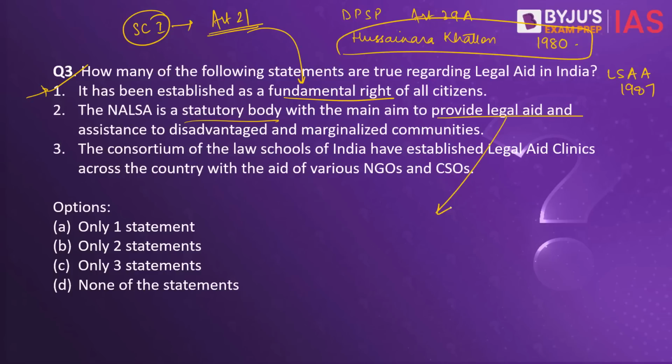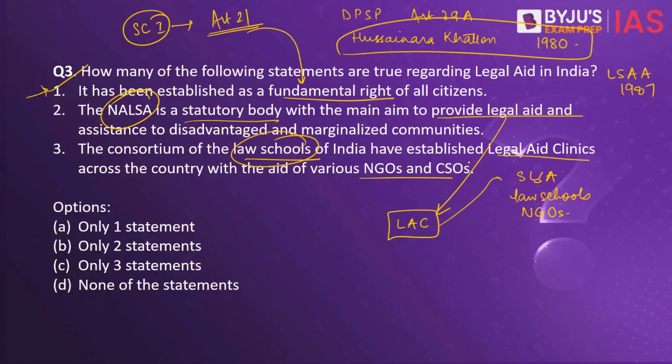Under this commitment, NALSA also established many legal aid clinics all across the country, and this has been done in collaboration with the state legal services authorities, law schools and various NGOs. So the law schools and NGOs haven't established these clinics, they are established by NALSA and they work in coordination with NALSA to ensure that these clinics work properly. So these are correct and this is a wrong statement, and our correct answer over here is B.